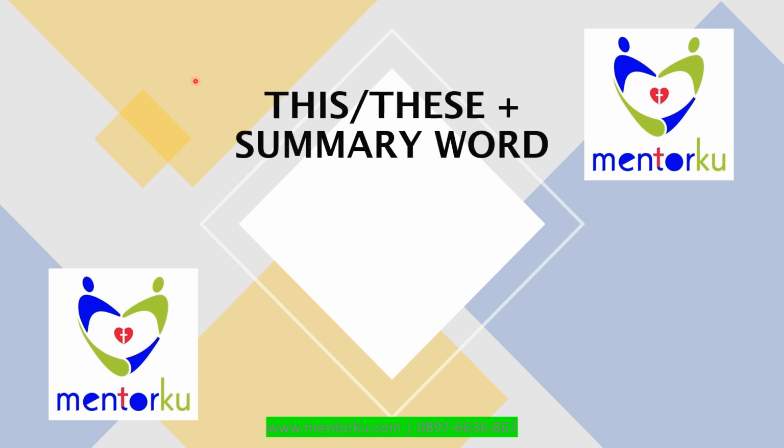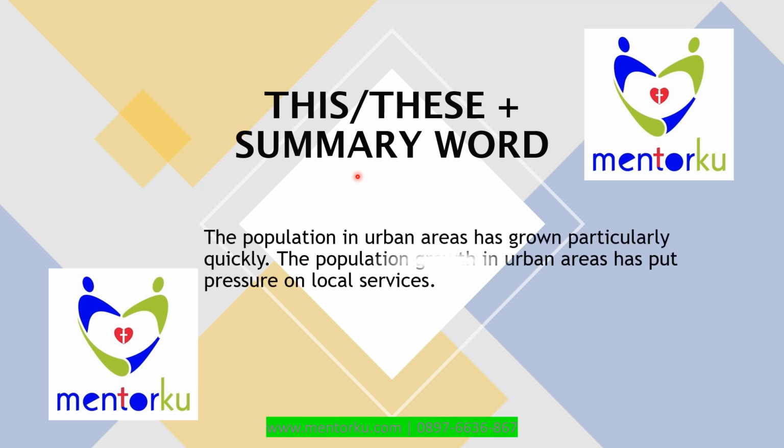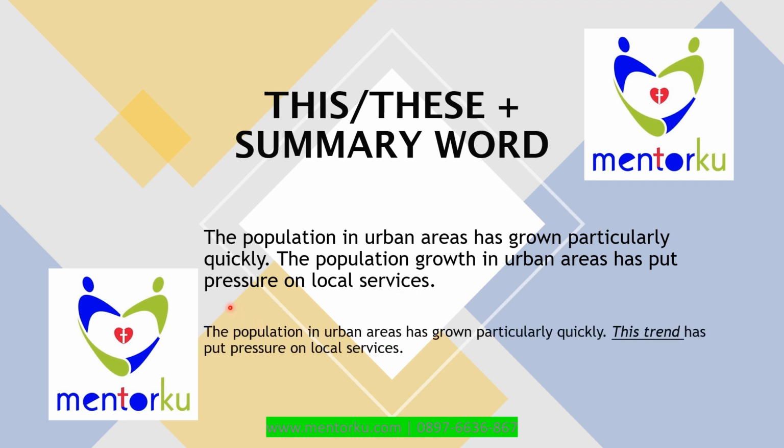Okay, now we have this or these plus summary word. Example, the population in urban areas has grown particularly quickly. The population growth in urban areas has put pressure on local services. So you can see here the population in urban areas and the population growth in urban areas. So they are 2 of the same noun. So you have to replace using this or these plus summary word. And how does it become? Okay, it becomes like this.